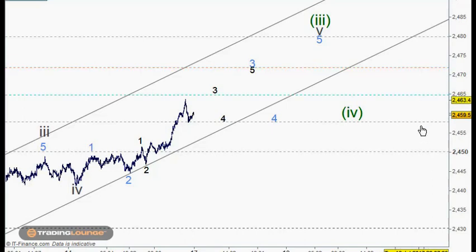Alright, I'll leave it at that. It's quite simple. We're in a nice impulse wave, and the idea is pretty much just to stay long and keep the stops out of the way, and you can do that by not over trading.